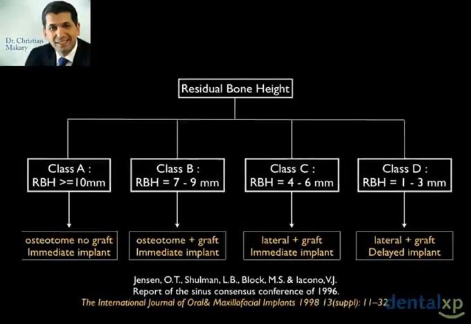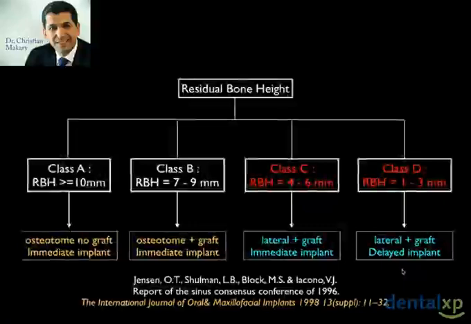In this article, they talk about residual bone height and different clinical alternatives that should be carried out. If we have 4 to 6 millimeters of residual bone height, we should do a lateral approach with grafting and immediate implant placement. And if we have something like 1 to 3 millimeters, we should delay implant placement. So basically the idea is to place the implant whenever you can stabilize it and delay the implant placement whenever we don't have enough bone to allow for implant stabilization.